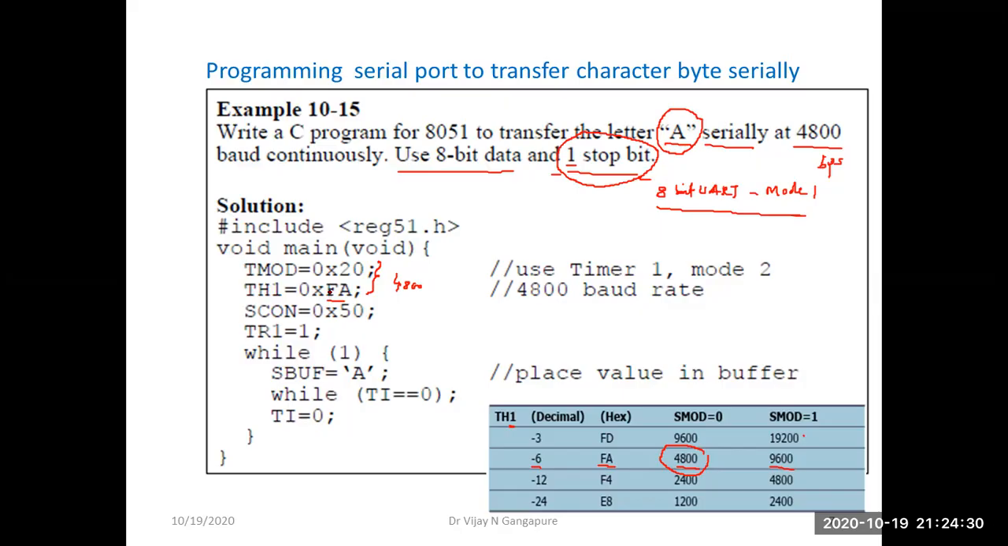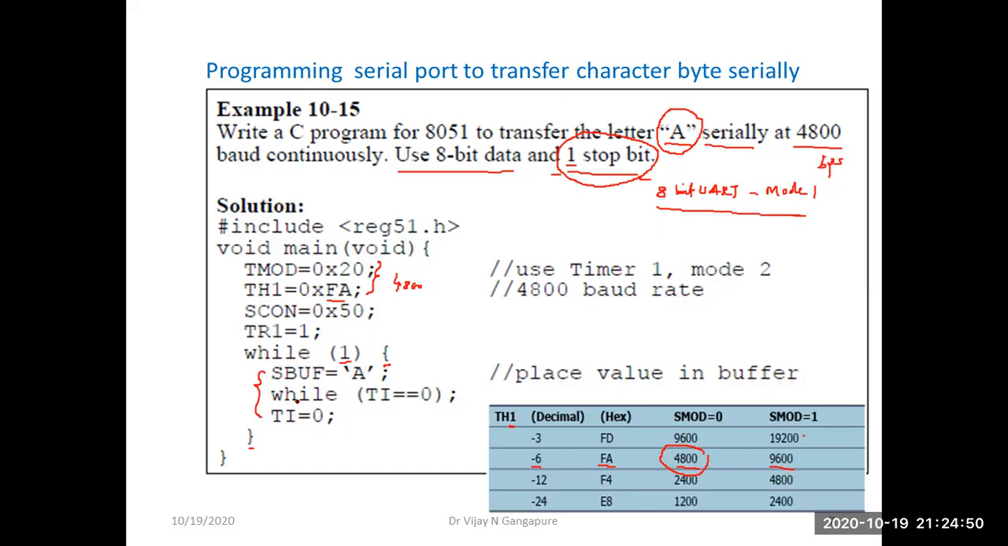Okay, and this will continuously happen because we have turned on this timer 1. After this, while 1 means this is an infinite loop, which means whatever statements are enclosed between this opening and closing brace will be infinitely repeated.